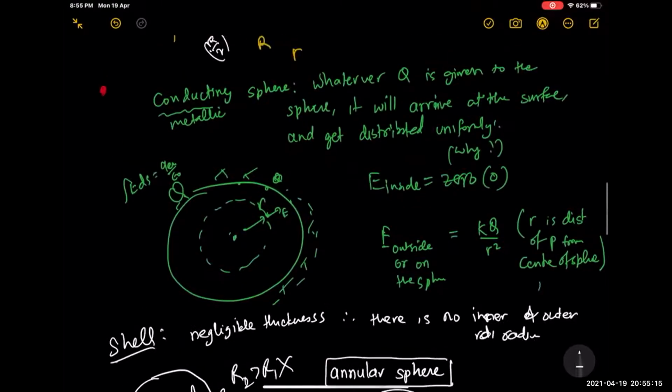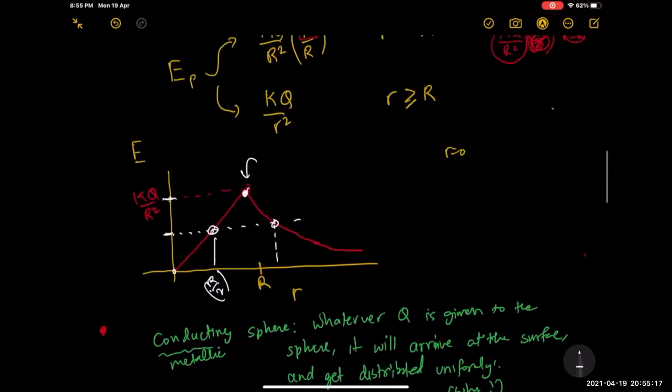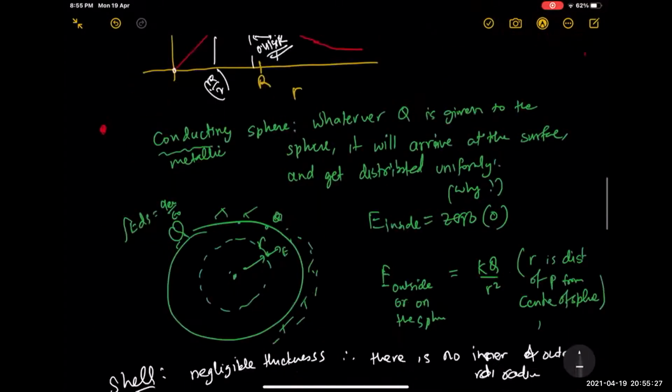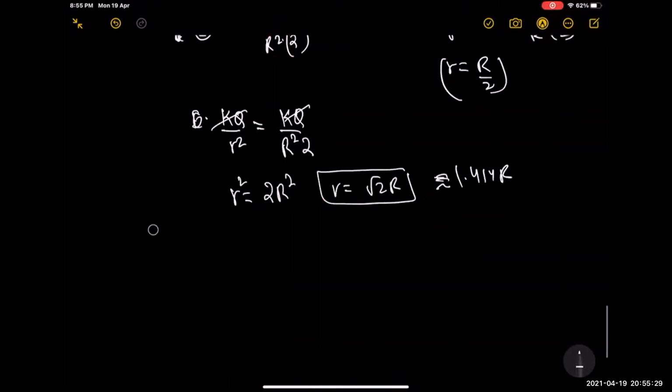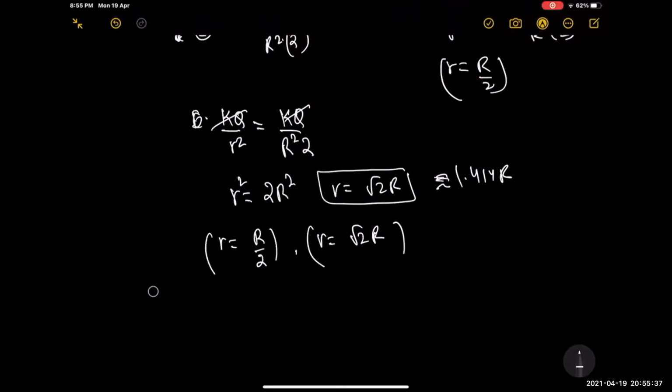That means it was this point, right? So it is a total distance of 1.414 R from the center, or at a distance of 0.414 R from the surface. So there are 2 points: one r is equal to capital R by 2, and one r is equal to root 2 R. At both of these points, the electric field is half of the electric field at the surface. If you don't understand, ask me, I'll explain again.